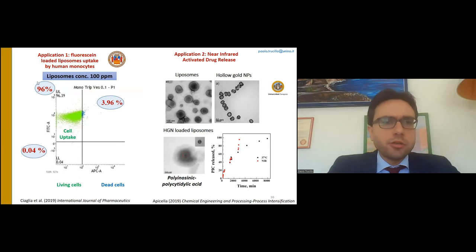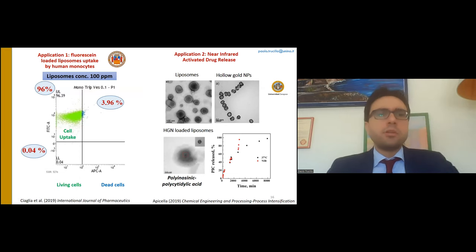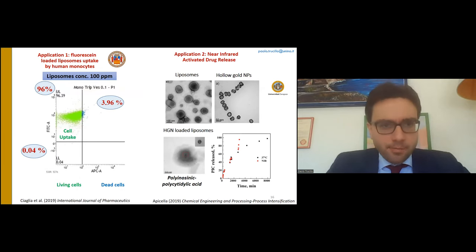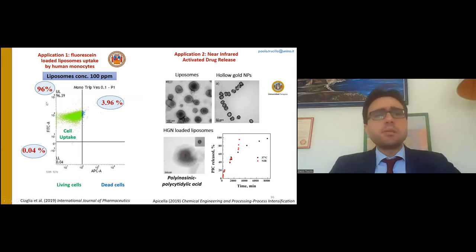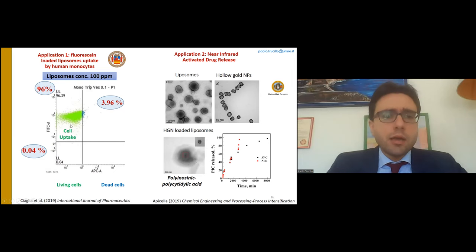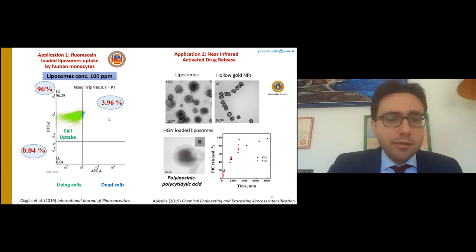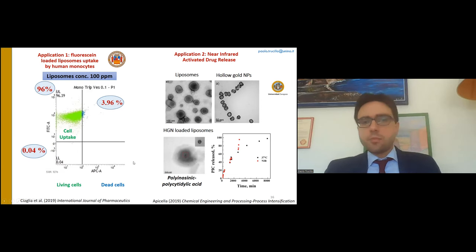Applications. In collaboration with the Department of Medicine, we tried to put in contact our liposomes with the human monocytes, obtaining this very interesting result, in which 96% of the cells were still alive and managed to uptake our liposomes. Only 4% were dead, but managed as well to entrap our liposomes.